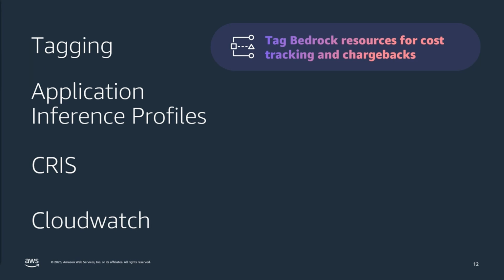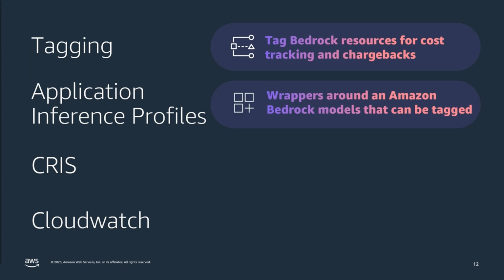Next, we'll look at application inference profiles. You can think of these as wrappers around a Bedrock model ID and a region that can be tagged for granular cost tracking purposes. Next, we'll review CRIS, or cross-region inference. These are resilient Bedrock model endpoints that can bounce between regions to complete inference requests in a very timely manner and provide double the account quota listed in your console.